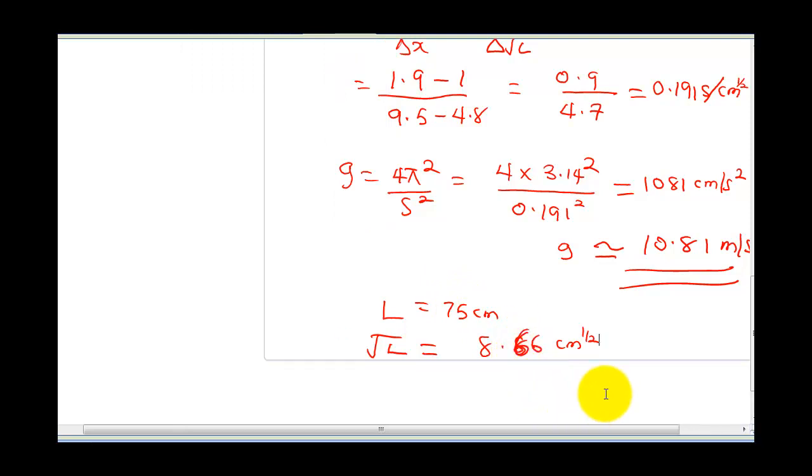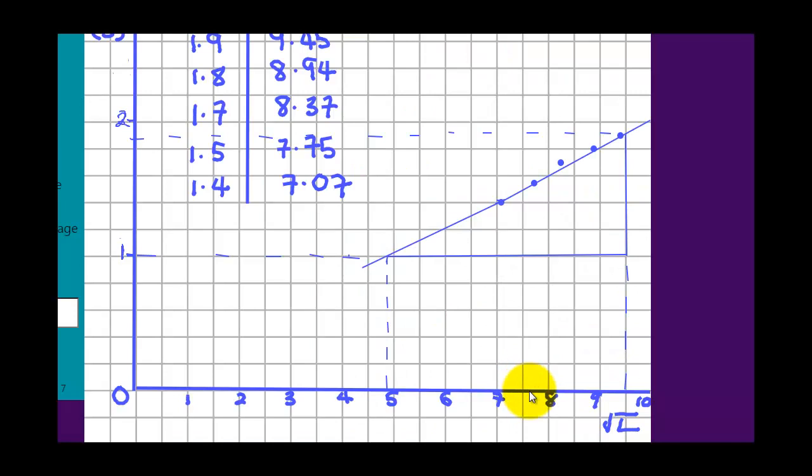Now, we need to read from our graph where our graph is 8.66 and trace it back to the y-axis. So this is 8.5. So 8.6 is going to be somewhere around here. So this is going to be 8.66. It should be close to 8.7. So we're going to trace this down to our y-axis. So this is going to be something like this. Okay. So trace our line.